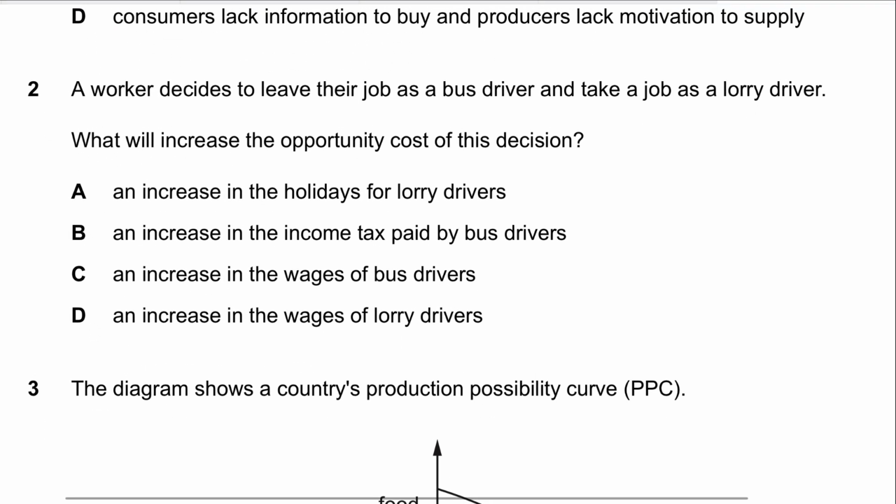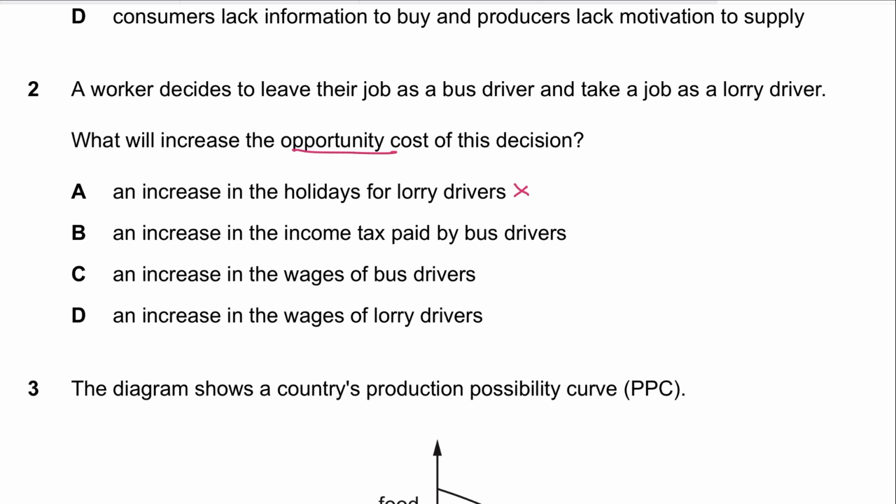Question number 2: a worker decides to leave their job as a bus driver and take a job as a lorry driver. What will increase the opportunity cost of this decision? Option A says an increase in the holidays for lorry drivers, and this is incorrect because more holidays for drivers would make the new job more attractive, and this does not increase what is given up. The question is asking what will increase the opportunity cost.